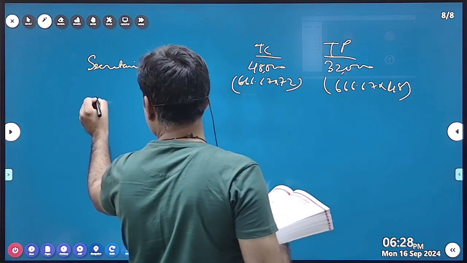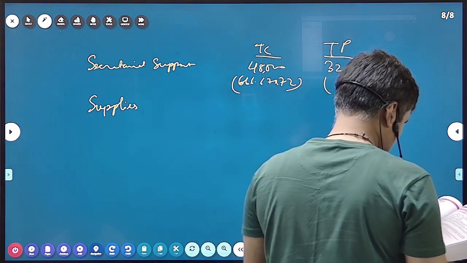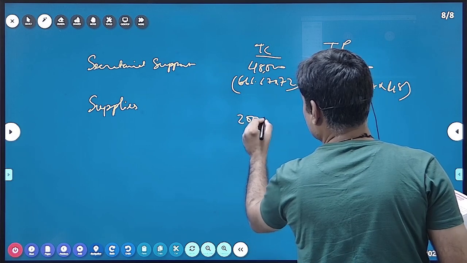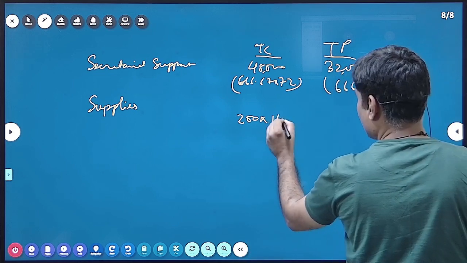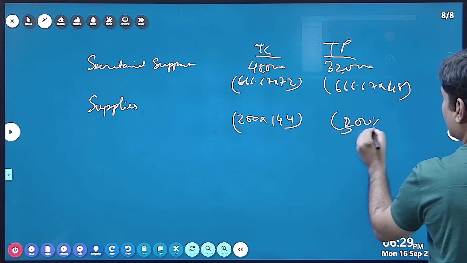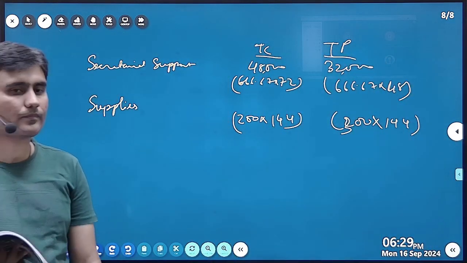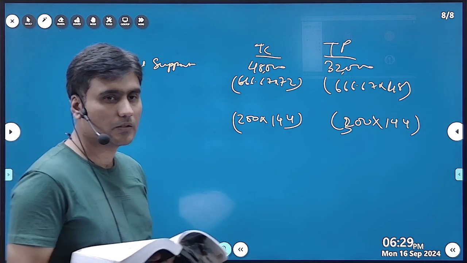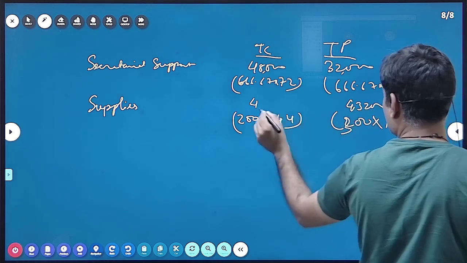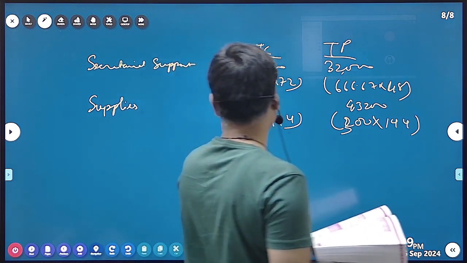Then supplies. Supplies is 72,000, so 200 into the rate of 144, and here 300 into 144. That gives 28,800 and 43,200.